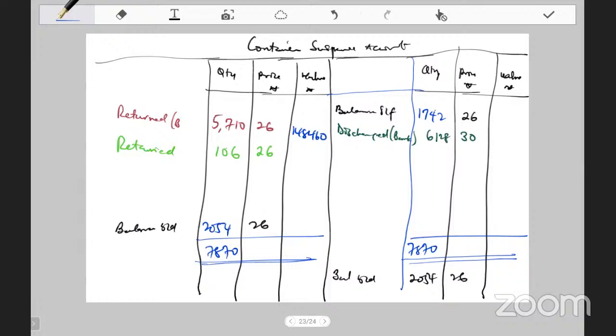148,460. Okay, what's now the retained? That is 2,756. That's it. And 1,742 times 26 is 45,292. Okay, what is charge out?